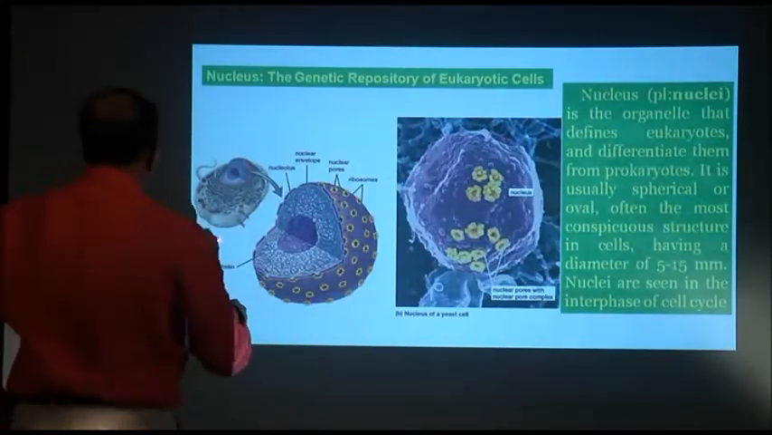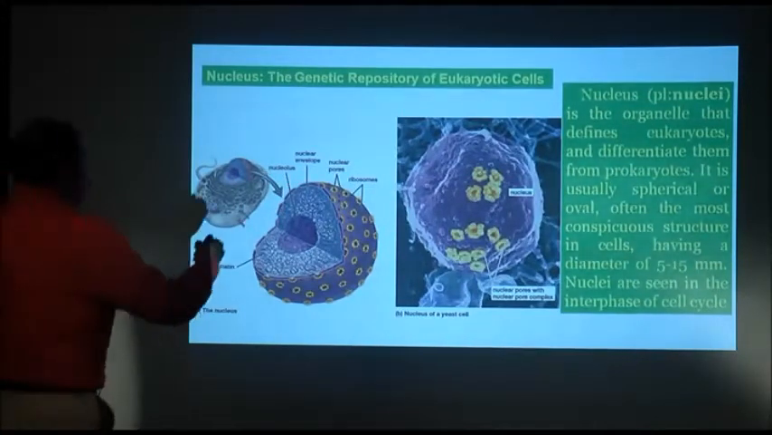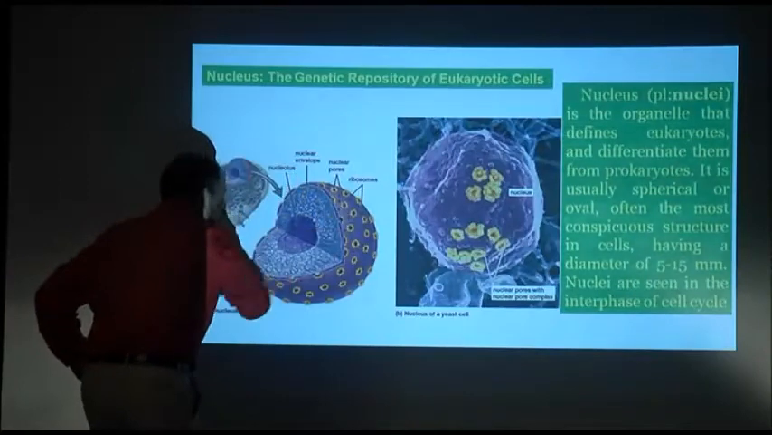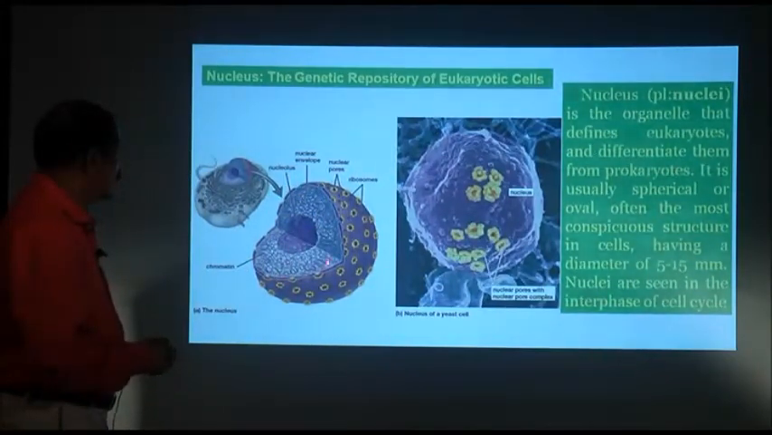If you see, this is a computer generated cell and this is the nucleus and this is other organelles. Similarly, this is the nucleus, a quarter of it cut away to show the different structures of it. Here I can show you.